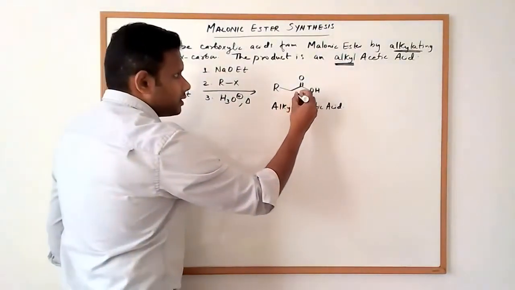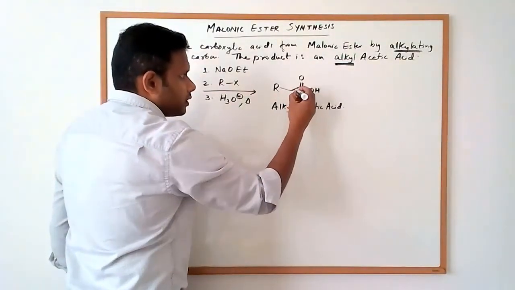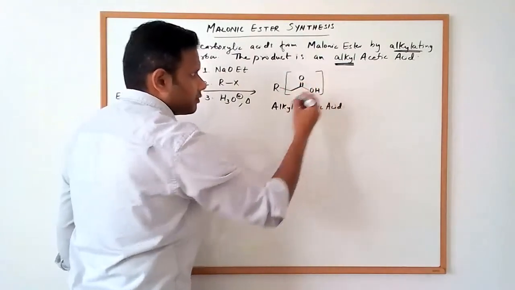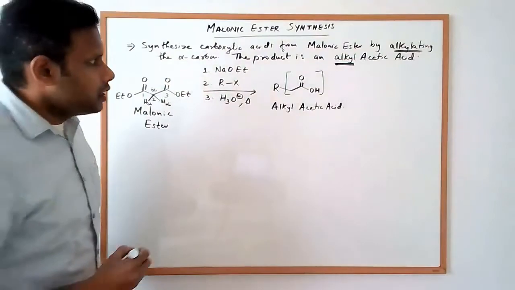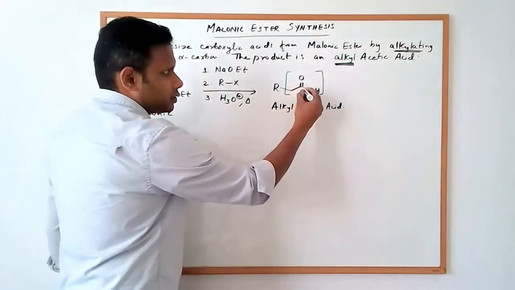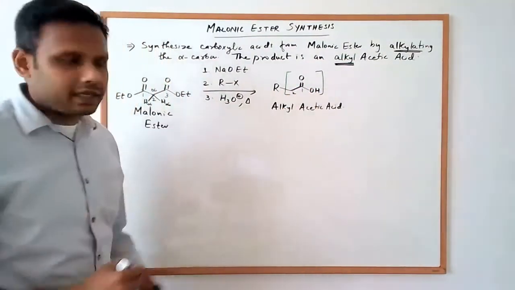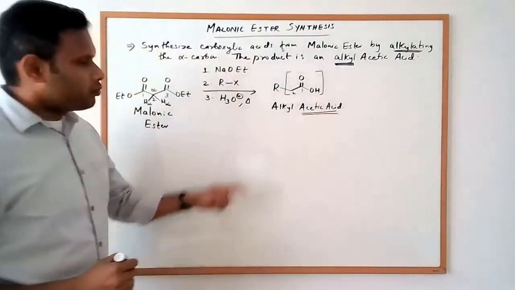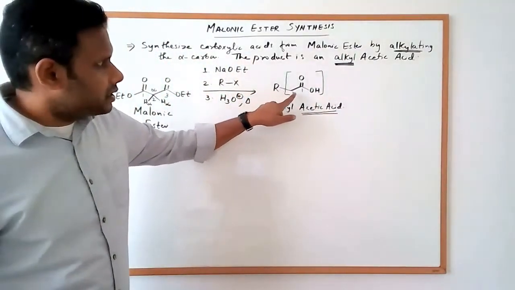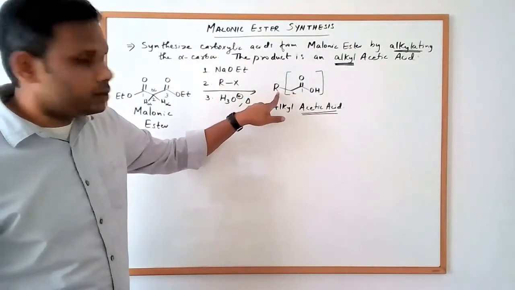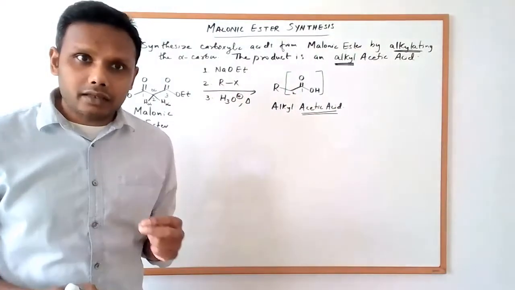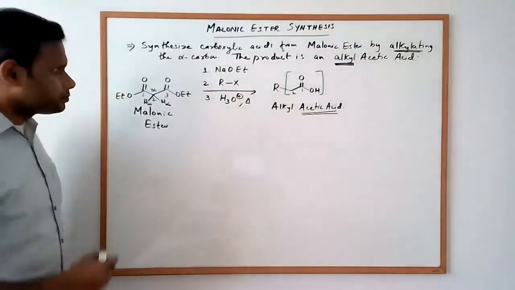Notice that this molecule here, we can treat as a derivative of acetic acid. What's boxed here is a 2-carbon carboxylic acid, so that's acetic acid. This is basically an acetic acid that is substituted with an alkyl group. That's why we're calling it an alkyl acetic acid.